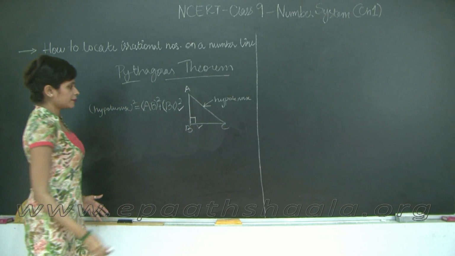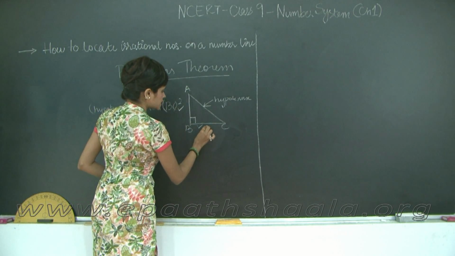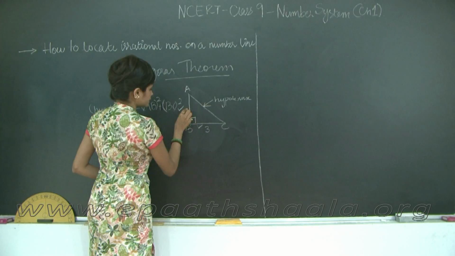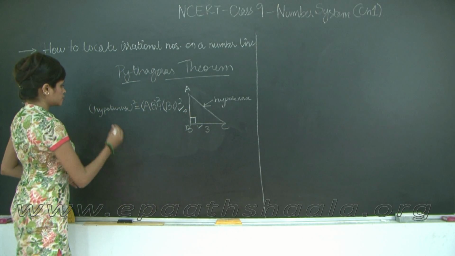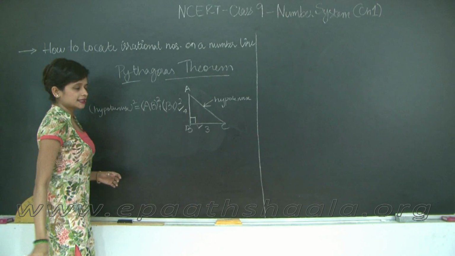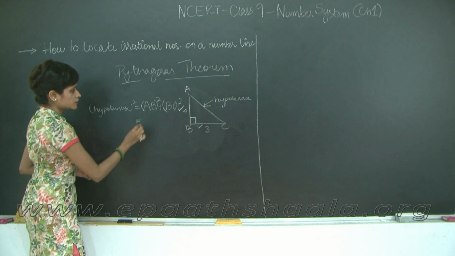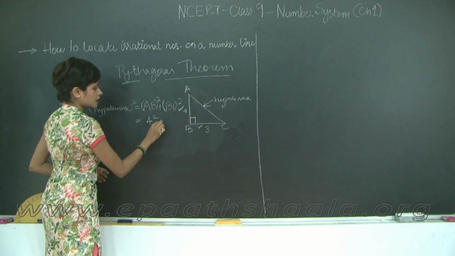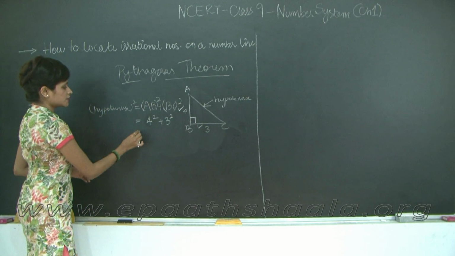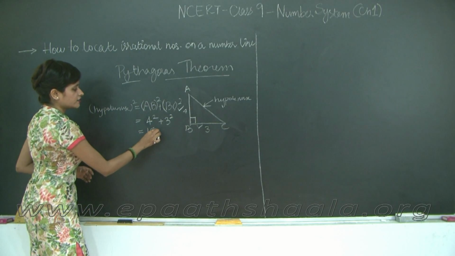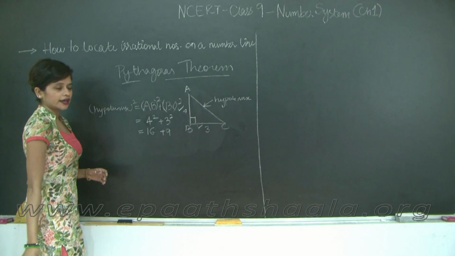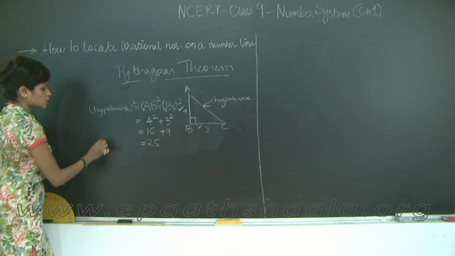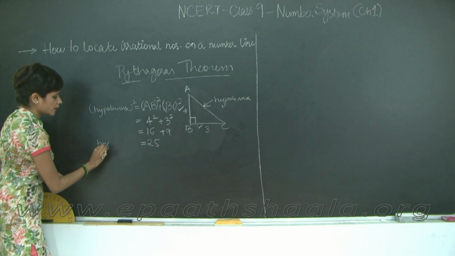Okay, so let's take an example. Suppose this side is 3 and this side is 4. So hypotenuse square, I need to find this side, right? This is going to be equal to 4 square plus 3 square, right? So 4 square we know is 16 and 3 square is 9, right? So 16 plus 9 gives me 25. But this is a square term here, right? Hypotenuse square.